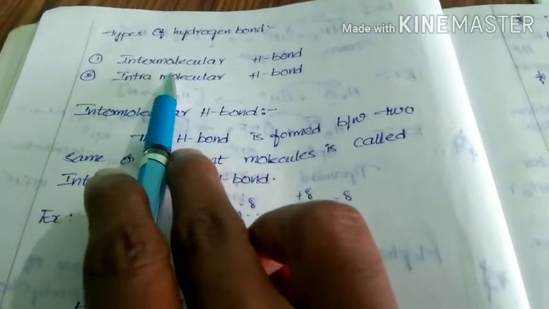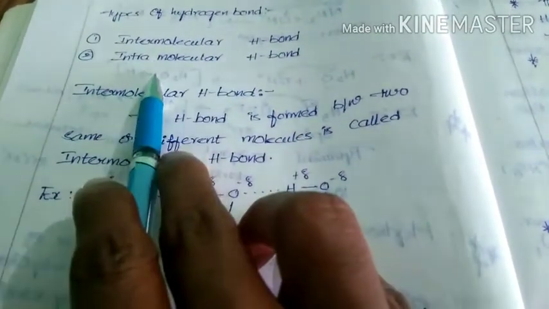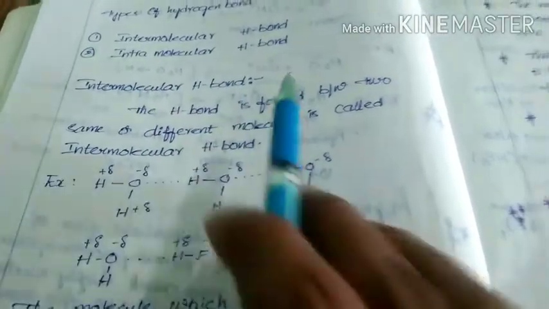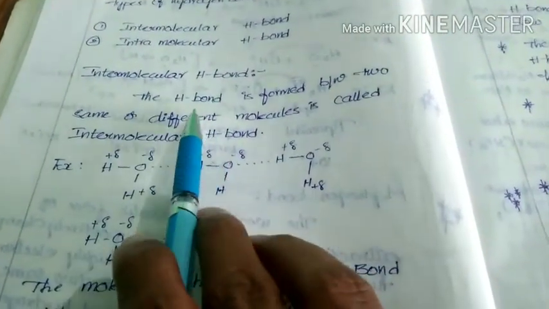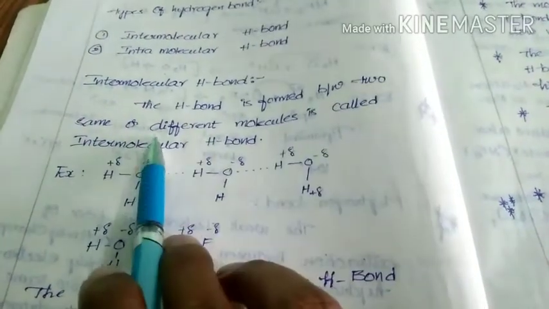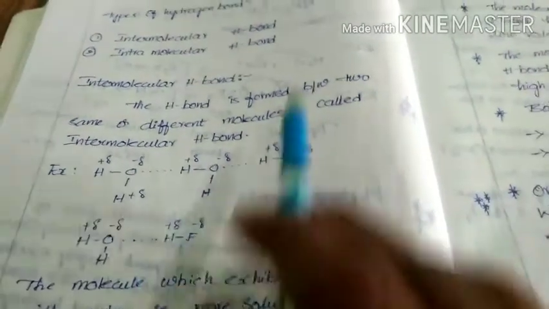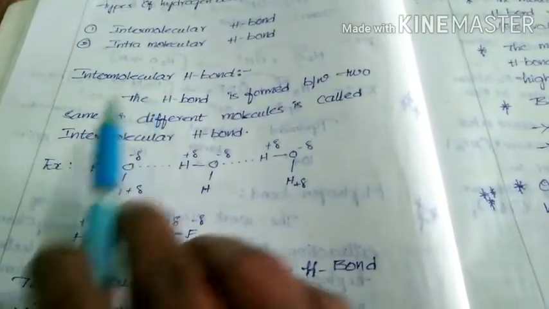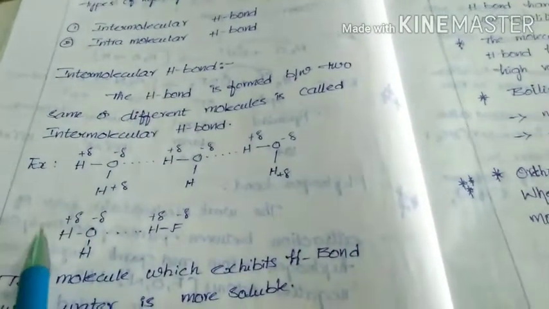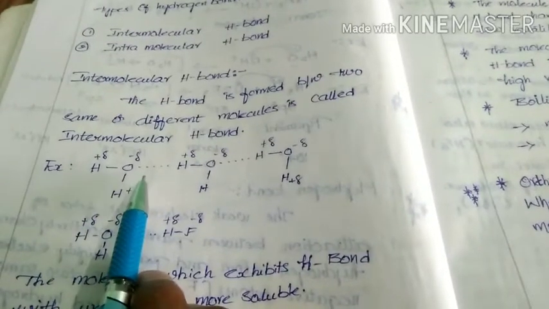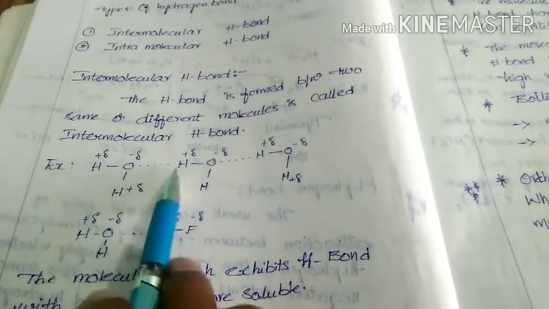Next point. This hydrogen bond is of two types. They are intermolecular hydrogen bond and intramolecular hydrogen bond. Simple definitions. Intermolecular means if the hydrogen bond is formed between two same or different molecules, it is called intermolecular. Inter means between two same or different. For example, take water. In water, there are so many water molecules present. Those are associated by hydrogen bond. This is a water molecule. This is a water molecule.